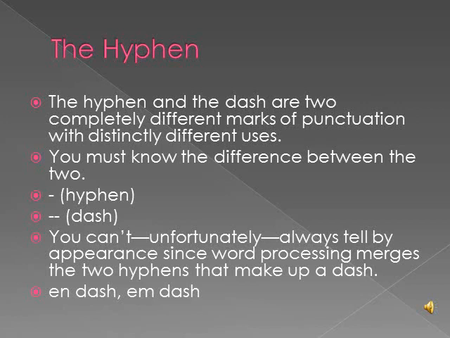The hyphen is typed with just one hyphen on your keyboard, and the dash is typed with two of them together. Sometimes you can't always tell from the appearance in our word processor because they merge the two hyphens together that make up a dash. So the dash is a little bit longer. It's called an N dash or an M dash. Let's look at the hyphen.